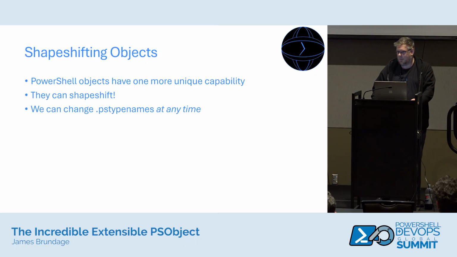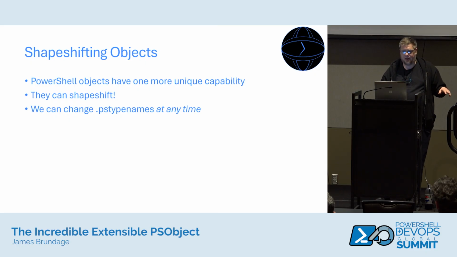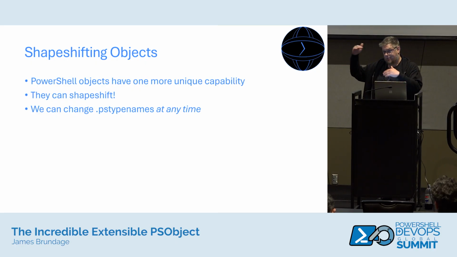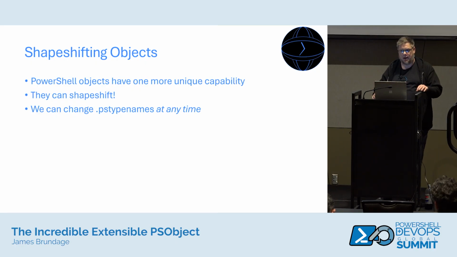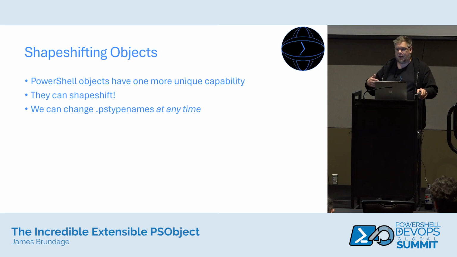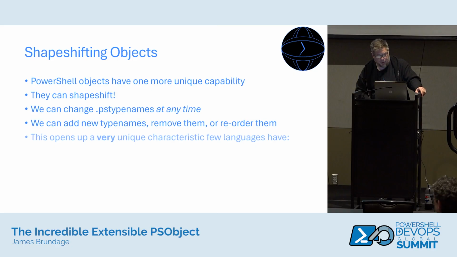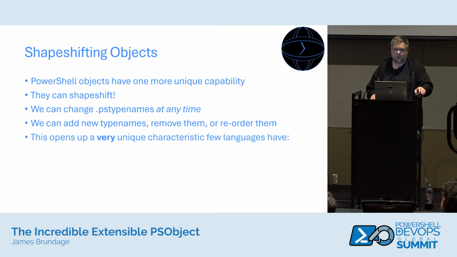We even saw a little bit of it as we rearranged and cleared PS type names and how a diagnostics process didn't render properly. But the fact that I can change type names at any time means that I can basically say, you should be extended this way, and then the next line later, nope, you shouldn't be anymore. I can use type names as temporary storage and traits of an object and basically enable or disable capabilities. We can add new type names, remove them, reorder them, and this opens up a very unique characteristic few languages have.